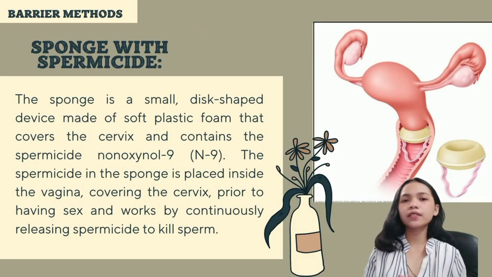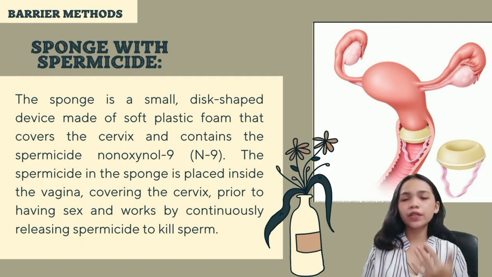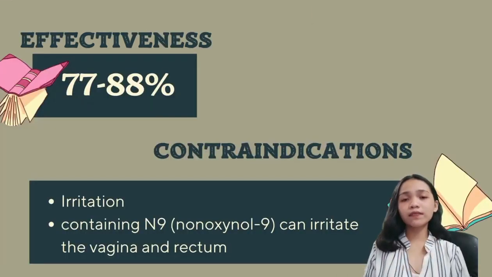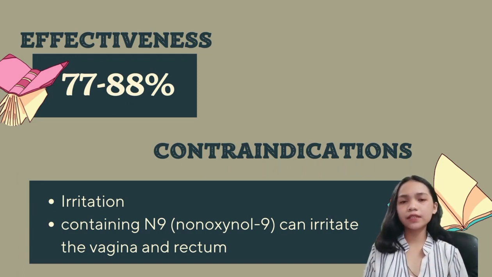Next one, we have the sponge with spermicide. The sponge is a small disc-shaped device made of soft plastic foam. The spermicide in the sponge is placed inside the vagina, covering the cervix prior to having sex, and works by continuously releasing spermicide to kill sperm. So it's 77% effective for those who have given birth, because childbirth stretches the vagina and cervix, and the sponge may not fit as well. Its contraindications are irritation and containing N9, nonoxynol-9. This can irritate the vagina and rectum. It may increase the risk of getting HIV, the virus that causes AIDS, from an infected partner.